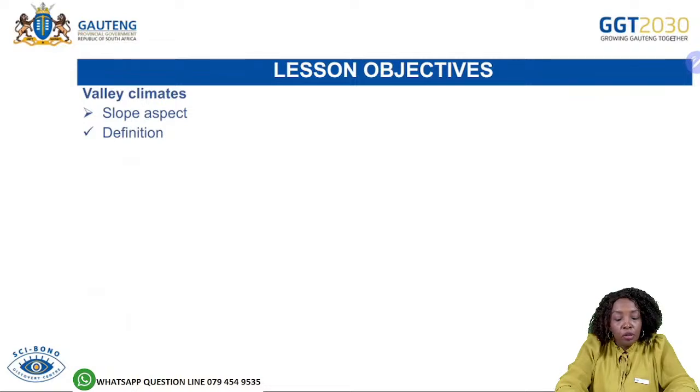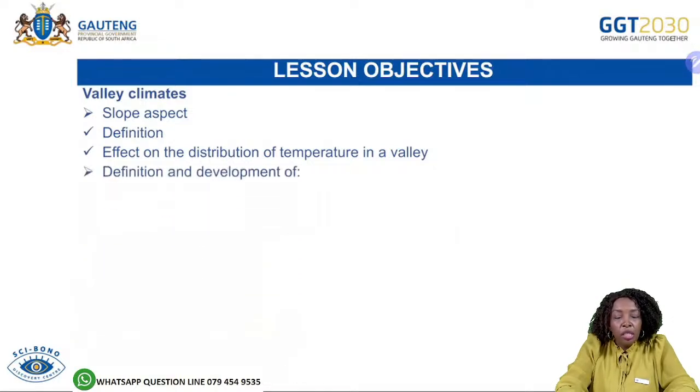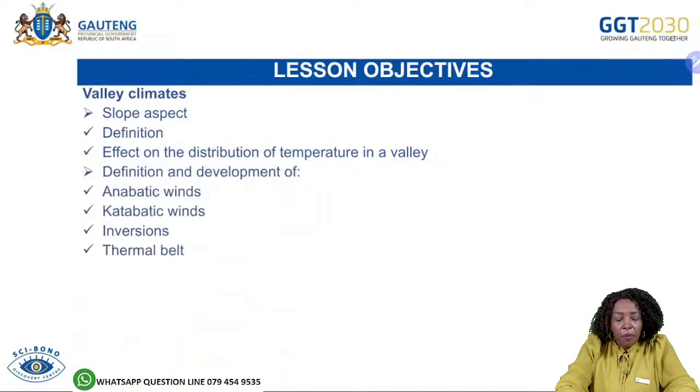The subtopics that we will be dealing with in this topic: we're going to look at slope aspects, and for this we need to know the definition of what is slope aspect. You also need to have an understanding of the effect on the distribution of temperature in the valley. We also are going to look at the definition and the development of both the anabatic as well as the katabatic winds. We are further going to look into the development of the inversions, the thermal belt, frost pockets, and we also are going to look at the development of the radiation fog.